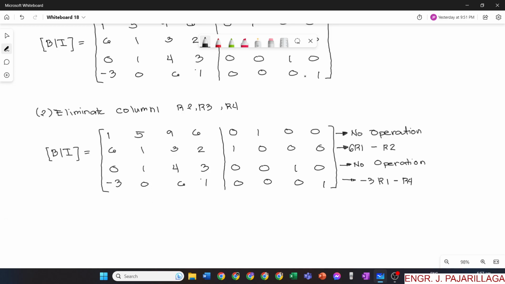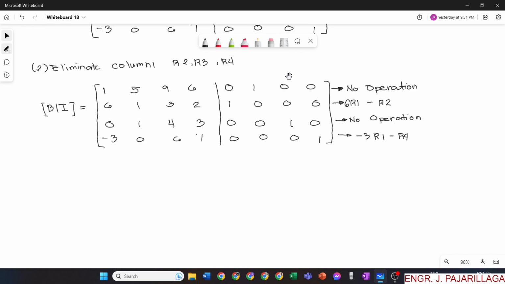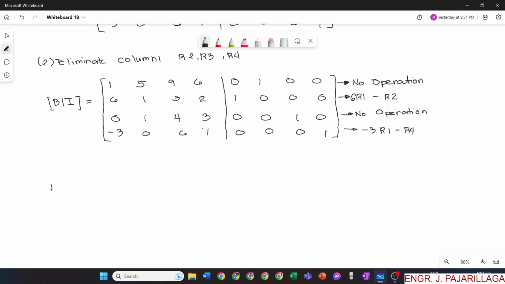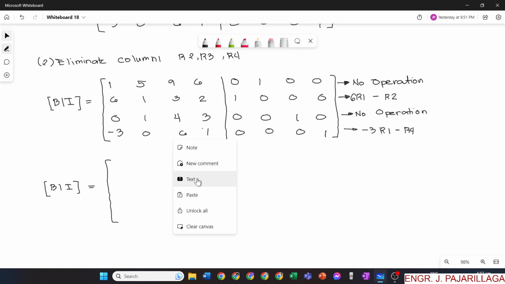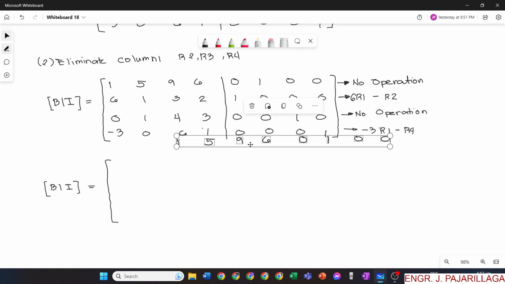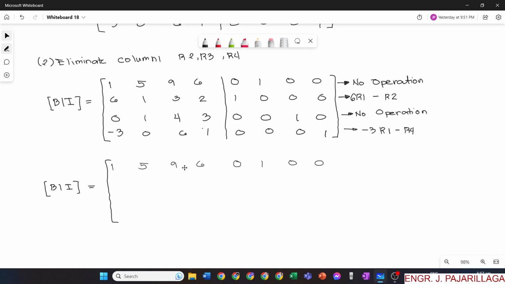So, i-apply natin yung operation for this problem. So, our B augment I now becomes... so there is no operation for our first column. Copy na lang natin. Mas dumali na yung Microsoft Whiteboard ngayon kasi ayan, meron na itong technique na copy and paste. Dati wala ito eh. Okay?